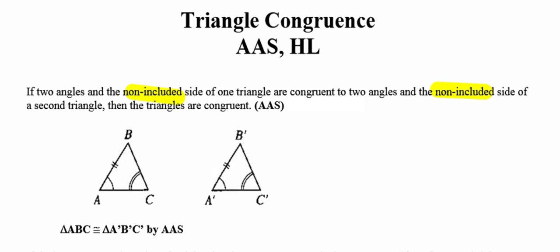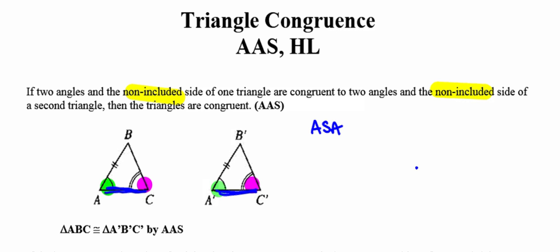And looking at the pictures, you have angle A congruent to angle A prime. You have angle C congruent to angle C prime. Now, the included side would be the side that connects angle A and C, or in other words, side AC, and in this triangle, side A'C'. That would be an example of angle-side-angle.